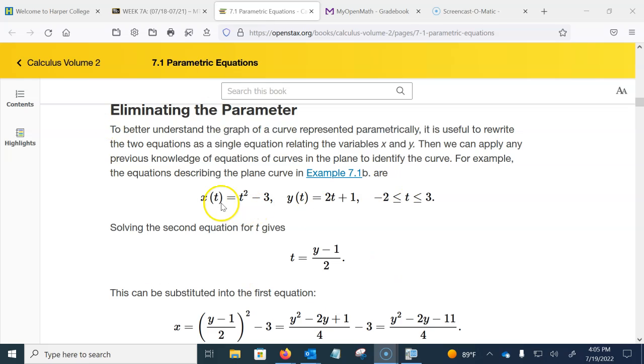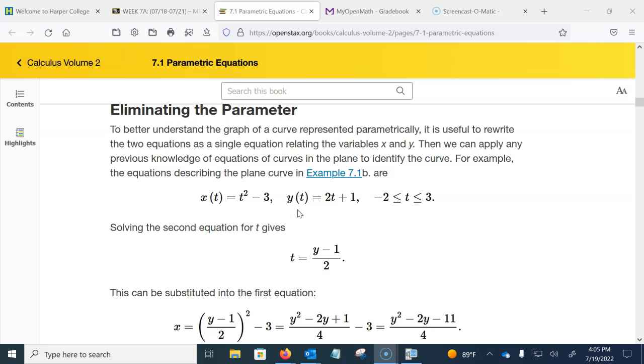All right, next we're going to go from a set of parametric equations to describe a curve in the xy plane and convert it into an equation which is one variable. So we need to eliminate the parameter.